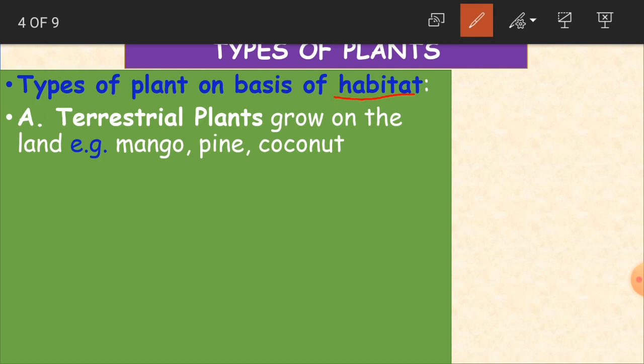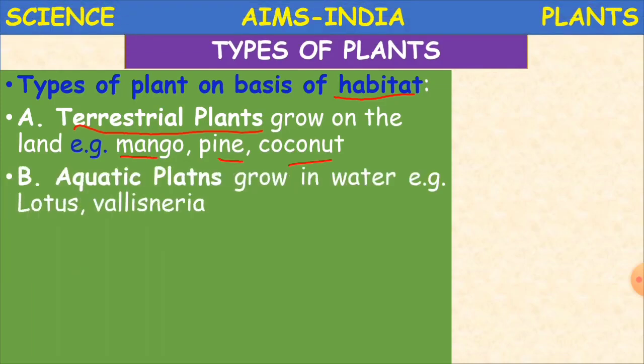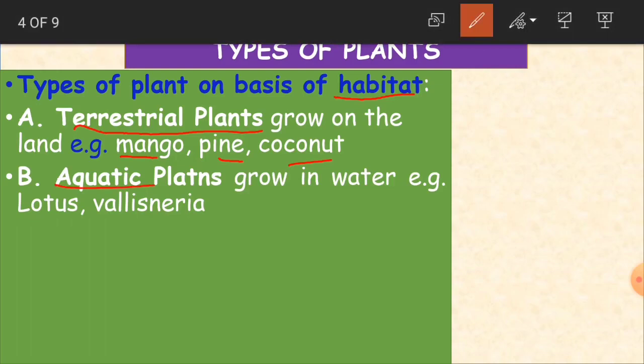Terrestrial plants grow on the land, for example, mango, pine, coconut. What are terrestrial plants, children? Terrestrial plants are those which live on the land surface. Where do they grow? They grow on land. For example, mango, pine, coconut. Clear? And the other one is aquatic plants. What are aquatic plants? They grow in water. For example, lotus, vallisneria.